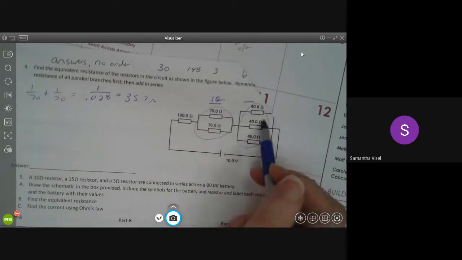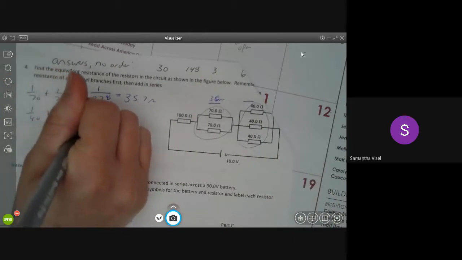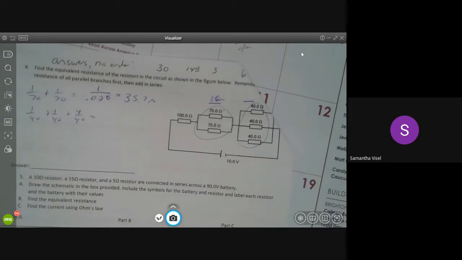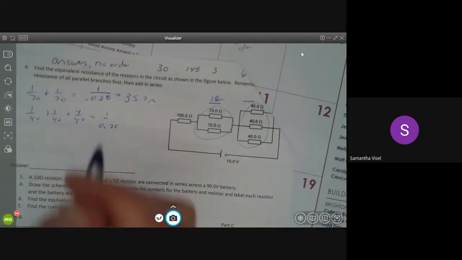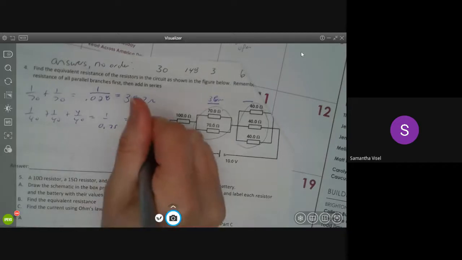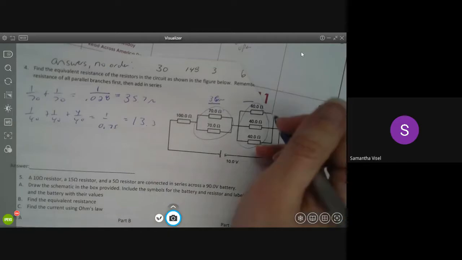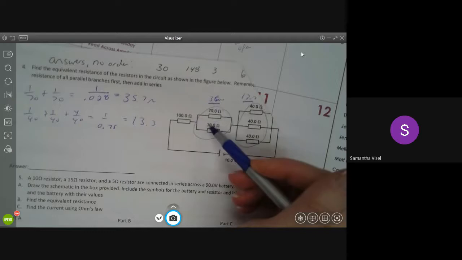Now I can do this section. So 1 over 40 plus 1 over 40 plus 1 over 40. And so when we do that, we get 1 over 0.75. So I need to take 1 over that then to find the whole number. So here I get about 13.3. So I found the equivalence for this section. I found the equivalence for this section.